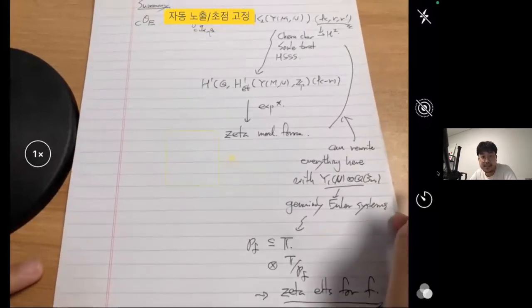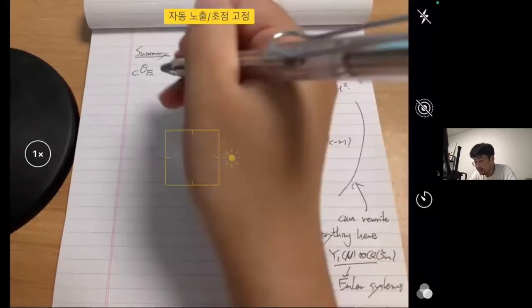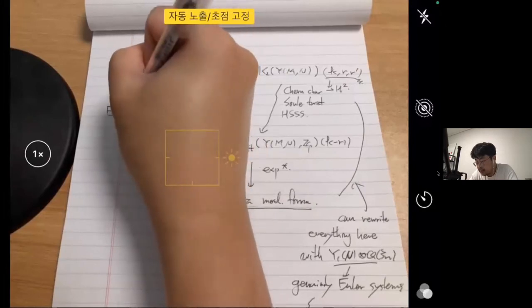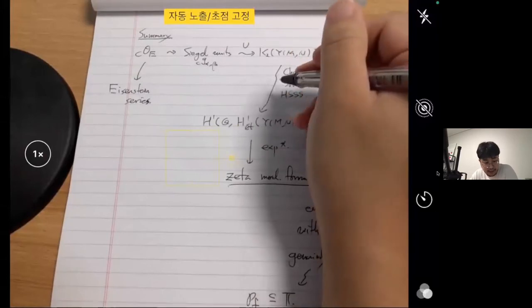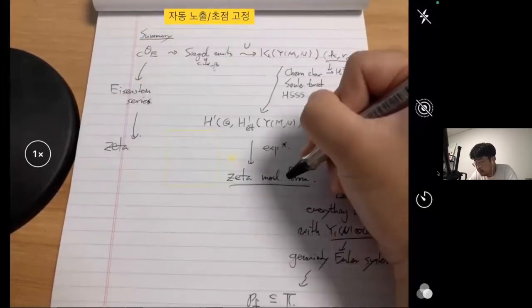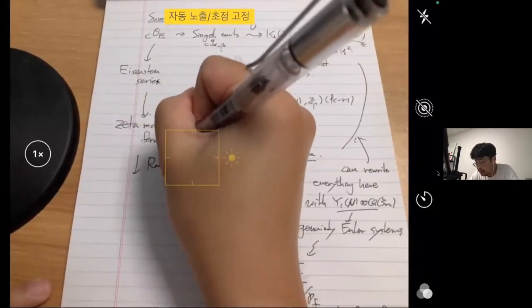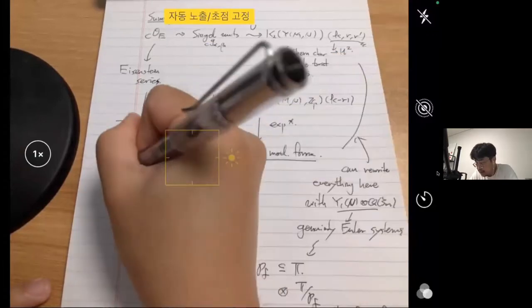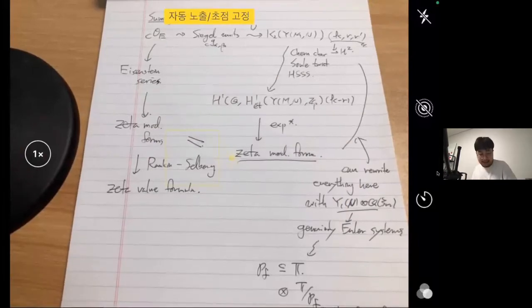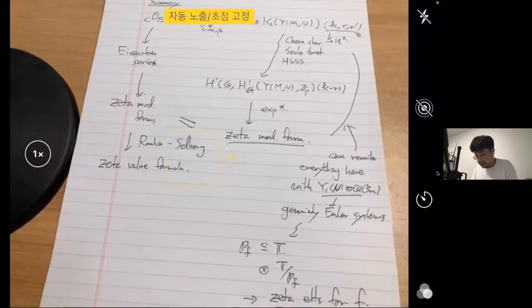Another direction, and this is where the zeta modular form comes from: another way to use this C theta E is that we can construct the Eisenstein series. A specific type of Eisenstein series, and taking the product of two Eisenstein series, we construct the zeta modular forms, which appeared here. Yes, they are the same. Using the Rankin-Selberg method, we get a zeta value formula for these zeta elements. That's the whole picture of this construction of zeta elements.